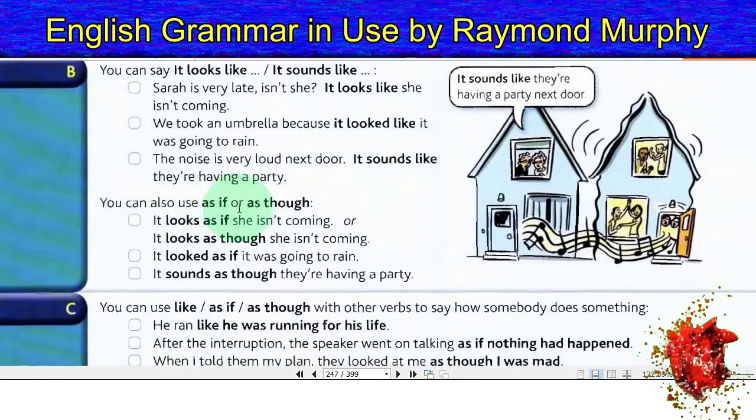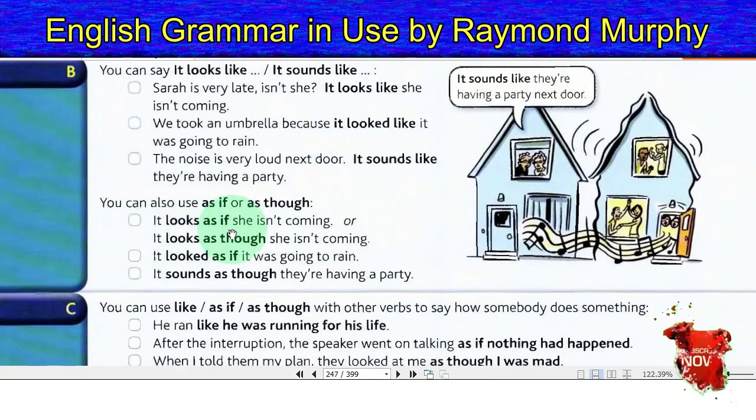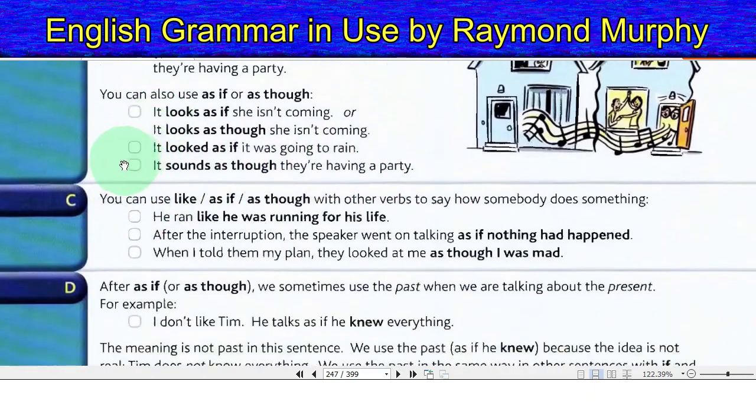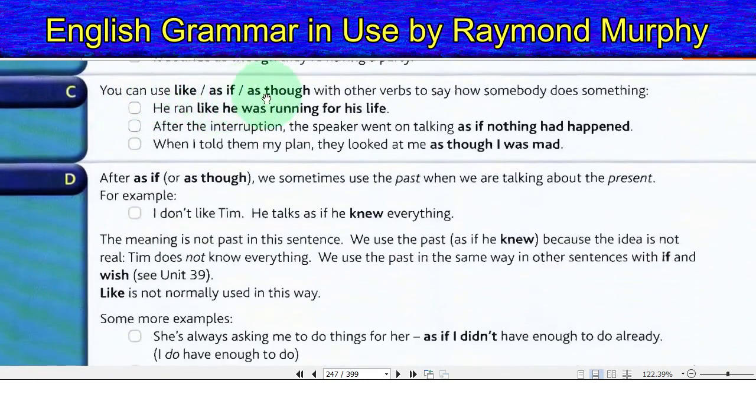You can also use as if or as though. It looks as if she is not coming, or it looks as though she is not coming. It looked as if it was going to rain. It sounds as though they are having a party. C. You can use like, as if, as though with other verbs to say how somebody does something. He ran like he was running for his life. After the interruption, the speaker went on talking as if nothing had happened. When I told them my plan, they looked at me as though I was mad.